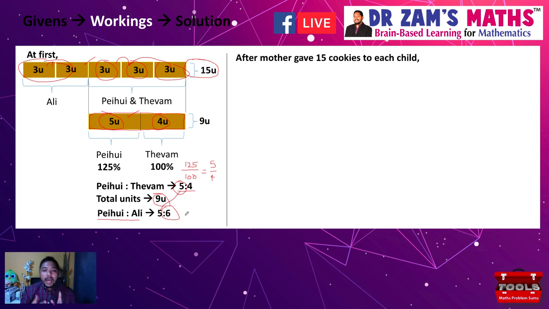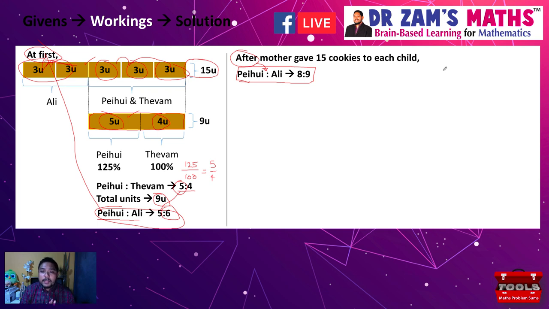Before and after, so it's a process. So after, what happens? Mother gave 15 cookies to each child, and then what is given there? The ratio now is 8:9. So this is after, right? So this is the ratio after. This is the ratio at first, right? So this is the ratio at first. This is the ratio after. Okay? So this is after.